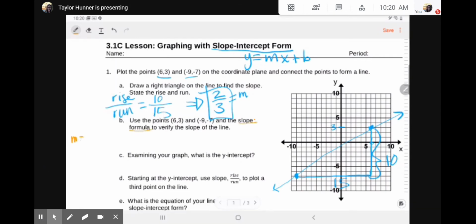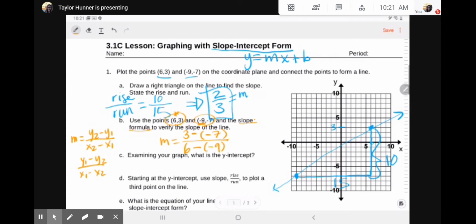So that is m = (y2 - y1) / (x2 - x1). Remember, you could also write it as (y1 - y2) / (x1 - x2). Either way works because the points could be flip-flopped, and this could be number 1 and this could be number 2, or vice versa. So my slope is, I'm going to start with 3 minus a -7 over, because I started with 3, I have to start with the 6 for the x value. Remember, the x value is always that first one in the coordinate point. So 6 minus a -9.